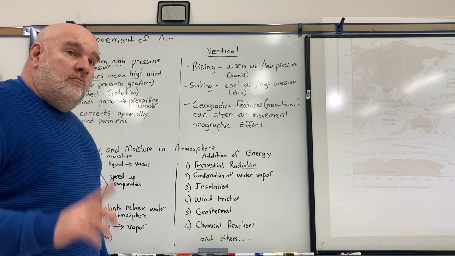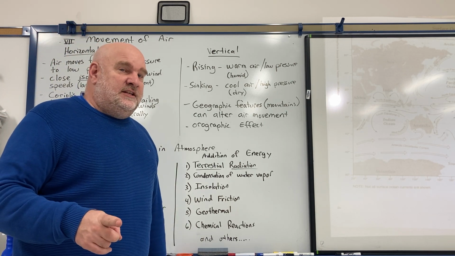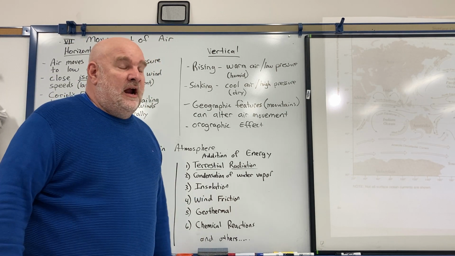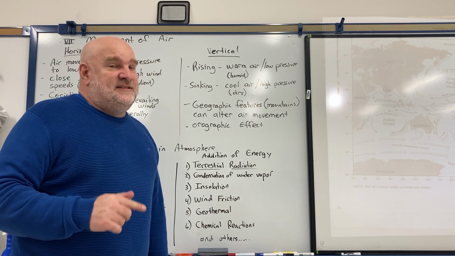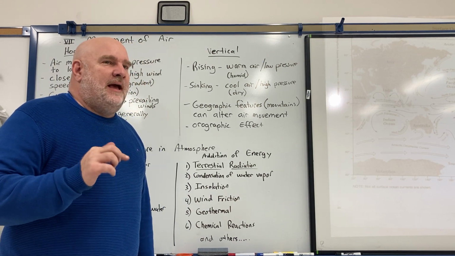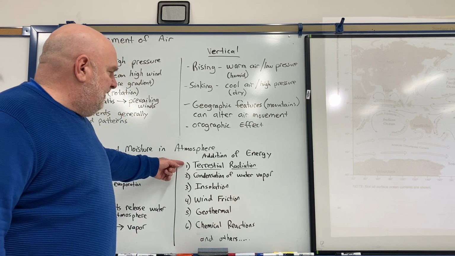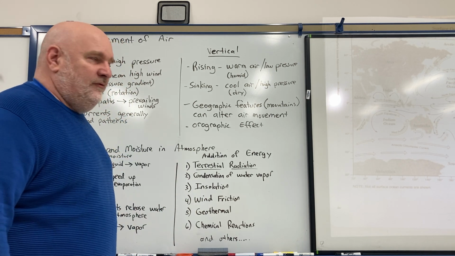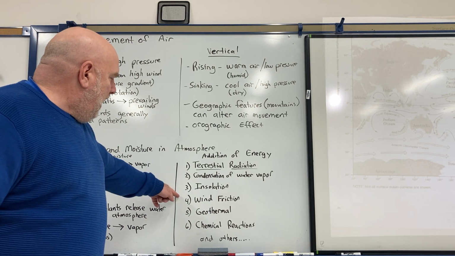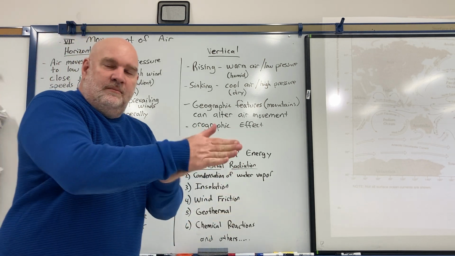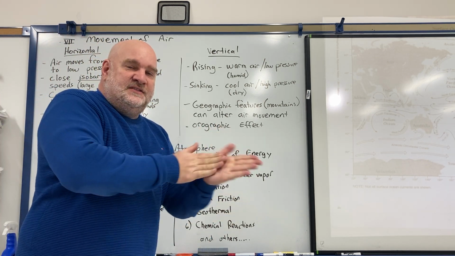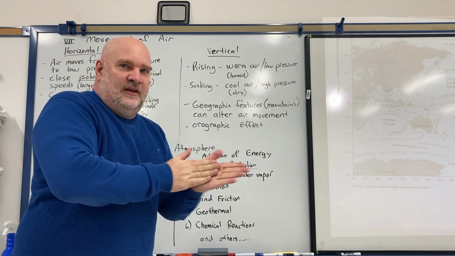Insolation. Now, most of insolation is visible light that passes right through the air. Some insolation is infrared, so there is some energy from the sun that does heat up the air directly. Not as much as terrestrial radiation, but there is some that's infrared. Wind friction. When the wind blows across the land, it's the same as rubbing your hands together like this. It heats up.